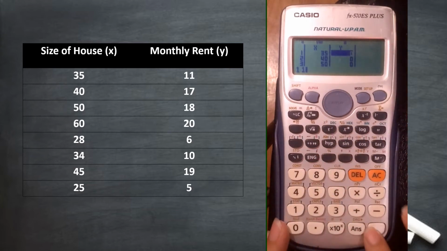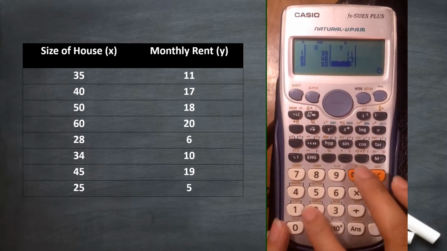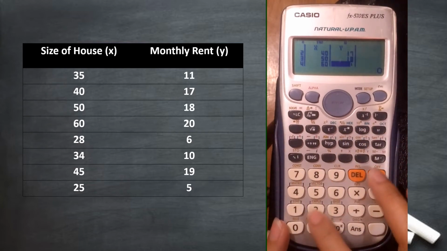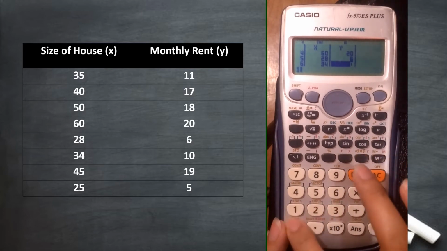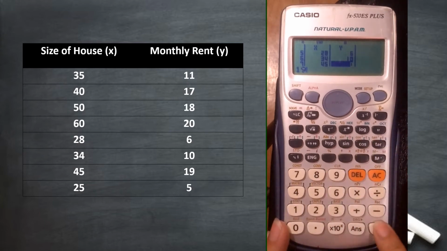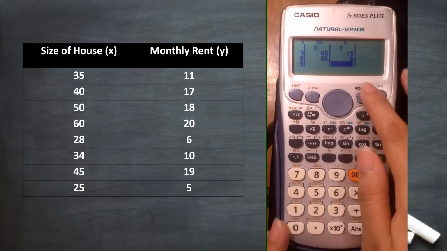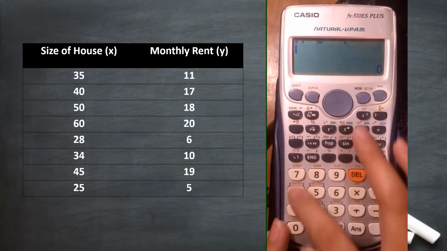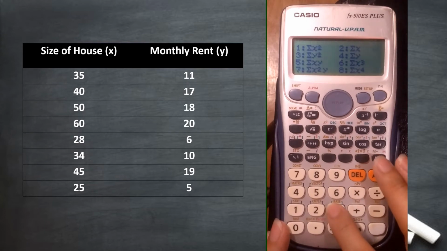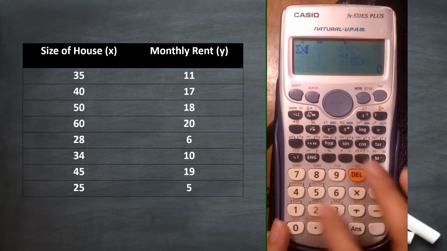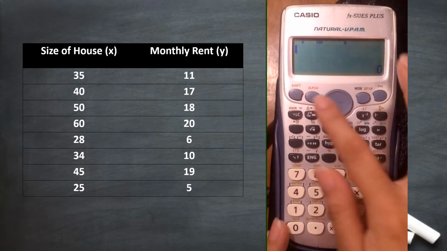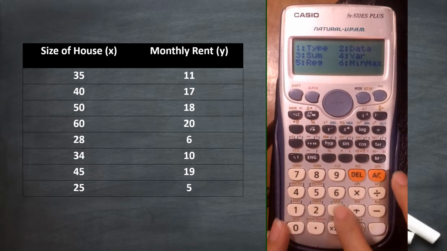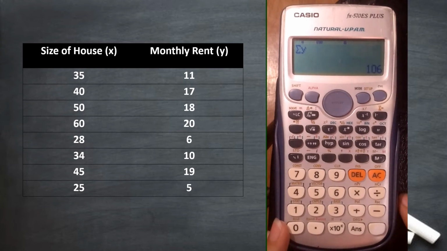we have 11, 17 equal sign, 18 equal sign, 20 equal sign, 6 equal sign, 10 equal sign, 19 equal sign, 5 equal sign. And then we press shift, stat, sum. We have to get the summation of x, 317 is the value for the summation of x. Then next, summation of y: shift, stat, sum, then 4 equal sign, this is the summation of y.